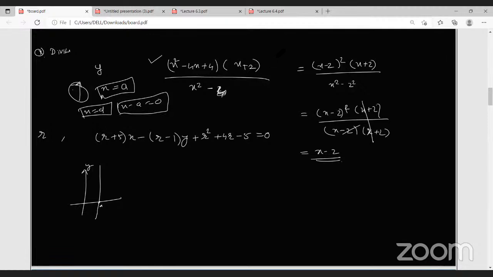Yes, sir. Okay. So this is the line, and we have to find out the value of R. If we convert this into Y, that is R minus 1 of Y, just simplifying it, plus 5 of X plus R square plus 4R minus 5, right? Now what should be the value of R?